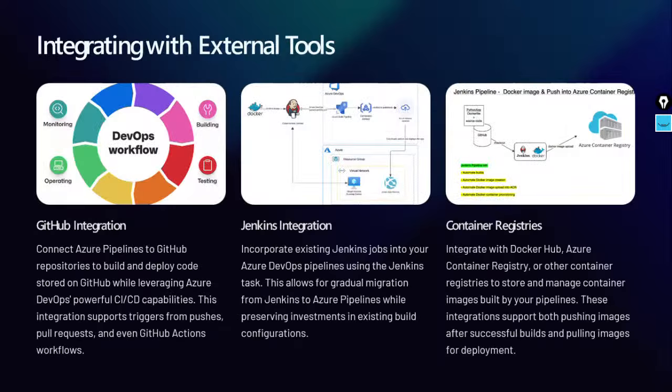Like I was saying, you can integrate with the external tools. How? With those service connections. So that is the GitHub integration. Connect Azure pipelines to GitHub repositories to build and deploy code stored on GitHub while leveraging Azure DevOps powerful CI/CD capabilities. This integration supports triggers from pushes, pull requests, and even GitHub Actions workflows. Even the webhooks can be integrated onto the pipeline through the service connections.